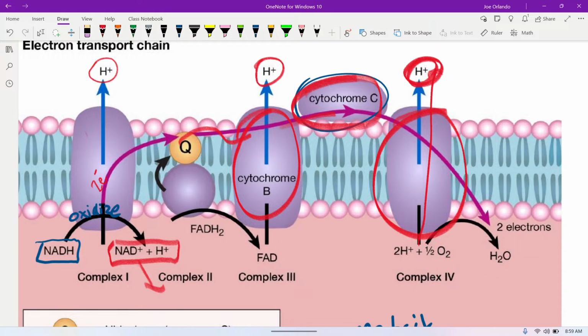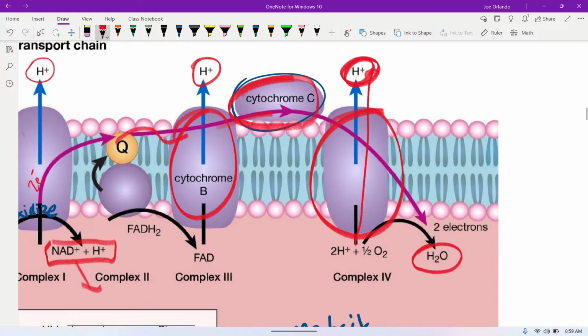Now, this is important because what do we know one of the products of cellular respiration is? We know we get water out, right? So this is the water that gets produced. Well, we're going to talk about that. It's a good question. Why bother with this?